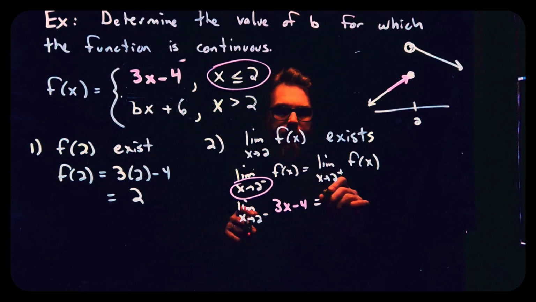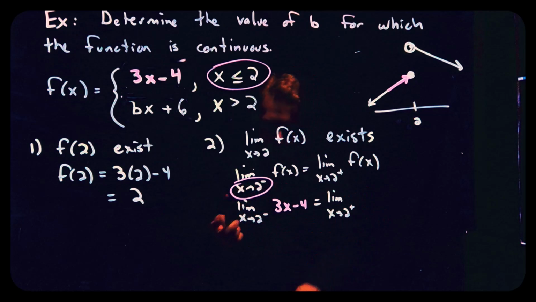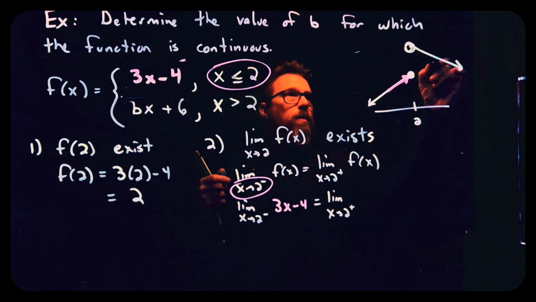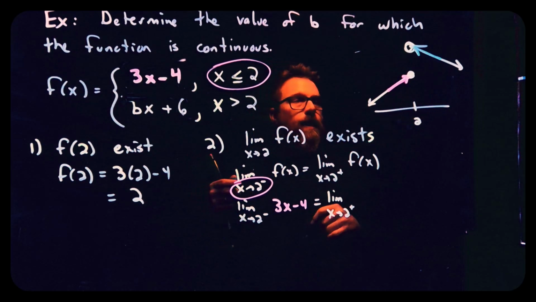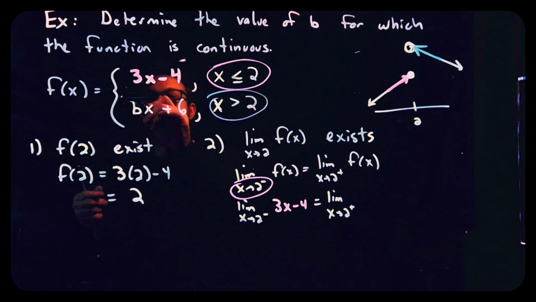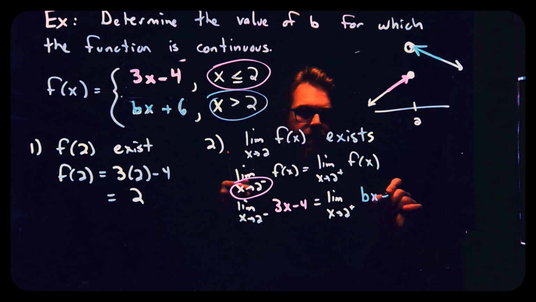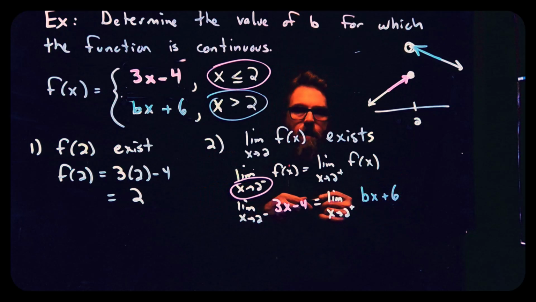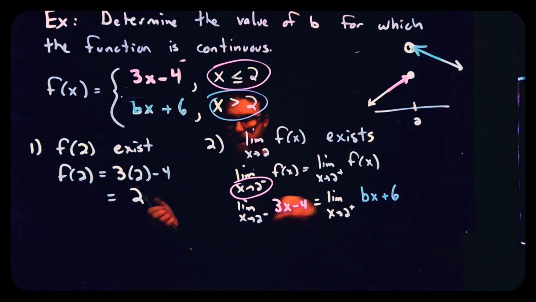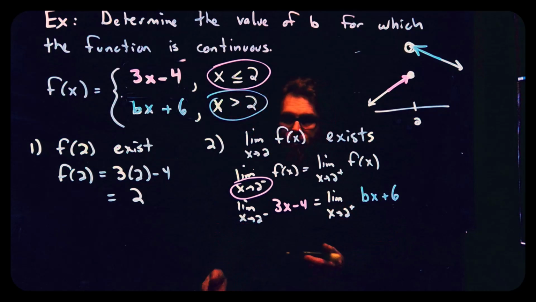And over here, this is going to be the limit as x approaches 2 from the positive side of what? Well, if I'm approaching from the positive direction, which means now I am greater than 2, I'm going to have to use this bx plus 6. So this is going to be equal to bx plus 6. All right. Now, both of these things are lines, which means you can evaluate them at x equal to 2. So that's what we're going to do.